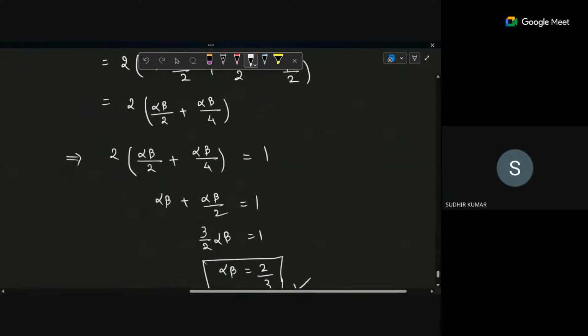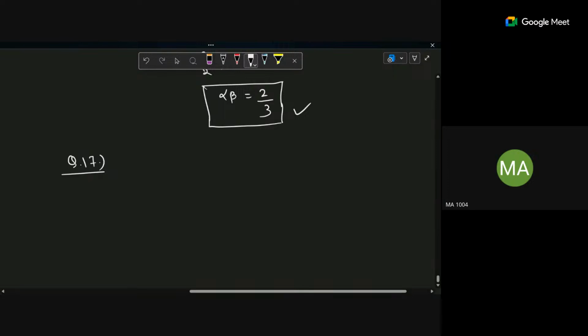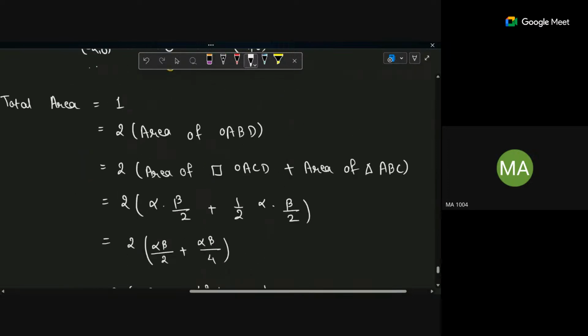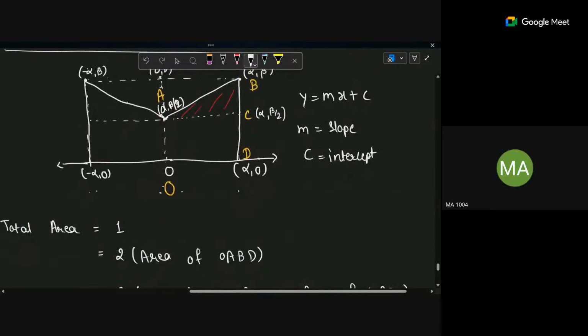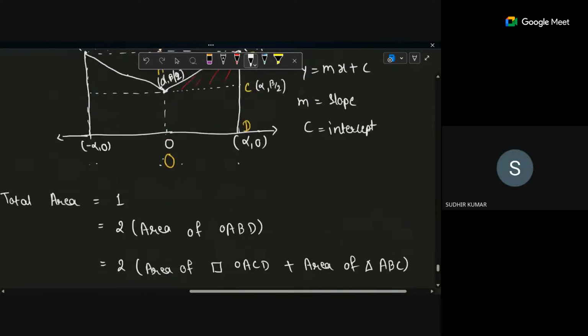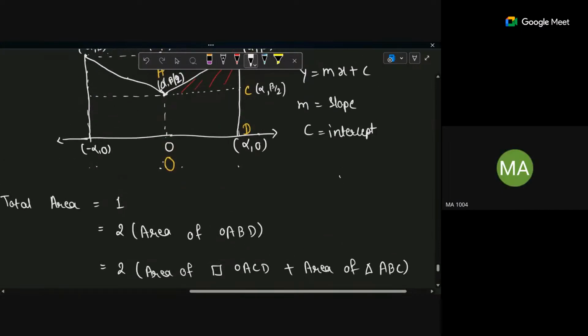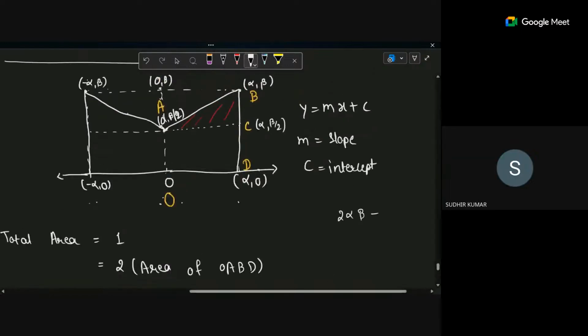Ma'am, to make the calculation easier, we can also... can you please show me? 2 alpha into beta, 2 alpha into beta minus 2 alpha into beta... Okay, you are just subtracting 1 by 2 into beta. Yes, this is simply the area. That straight line also, yeah, that would actually be easy.